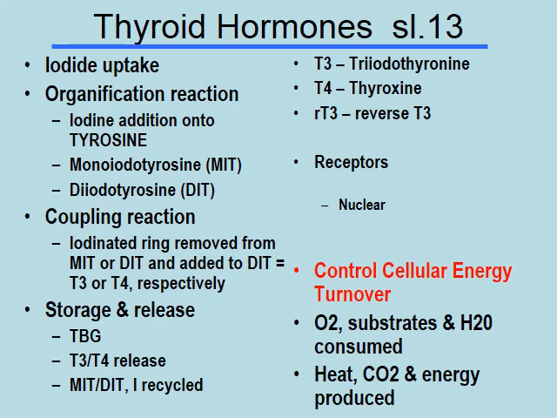Thyroid hormone has many target tissues. What makes these target tissues similar is the site of the receptor for thyroid hormone, and in all cases thyroid hormone receptors are not cell surface receptors but are rather nuclear receptors that can affect gene transcription. In fact, thyroid hormones are critical in the control of cellular energy transfer. The use of oxygen and water and other substrates are consumed, and thyroid hormone helps the body produce heat, carbon dioxide, and energy. So very important functions of this hormone in the body.